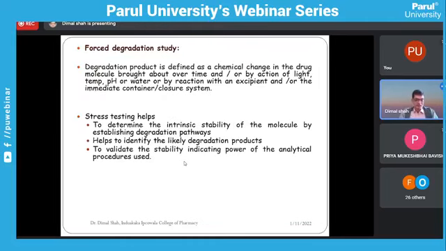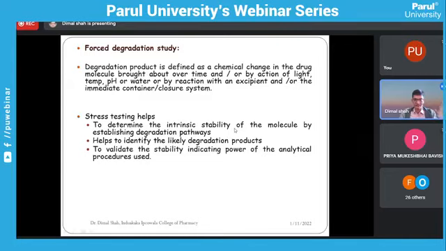Fine. Now moving to the stability indicating nature of a method. See, when we want to work on the stability indicating nature, what is our purpose? Why do we want to carry out a forced degradation study or stability studies? If we define a degradation product, it is a chemical change in the drug molecule brought about over time and/or by the action of light, temperature, pH or water, or by reaction with an excipient and/or immediate container closure system. And we normally carry out the stability studies to determine the intrinsic stability of the molecule.